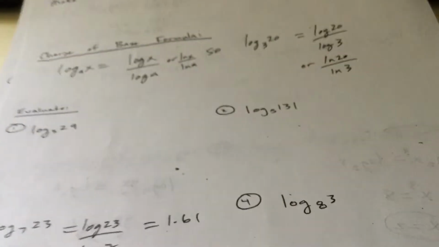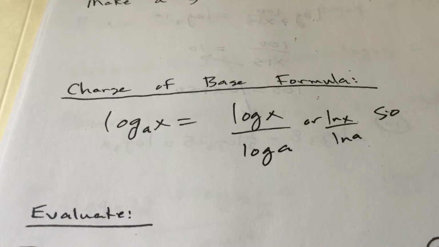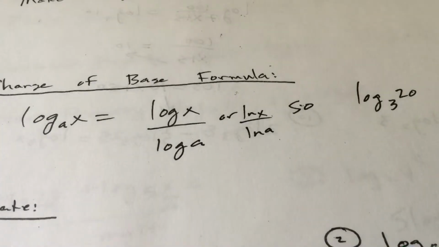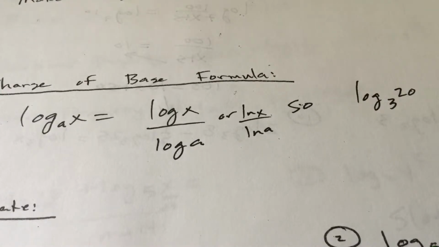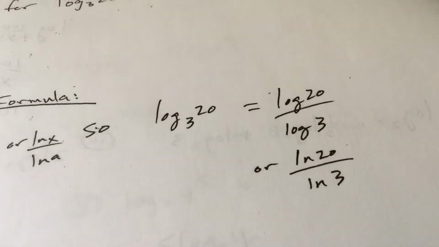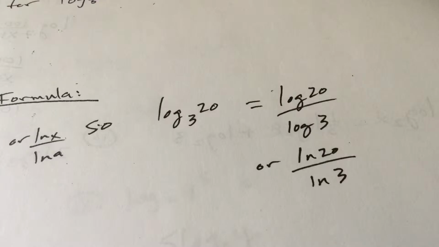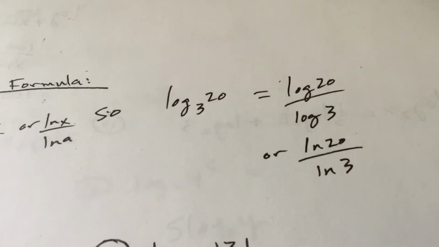Change of base formula. Simply use your calculator. Log base a of x equals log x over log a, or natural log of x over natural log a. So as we talked about, log base 3 of 20 was log of 20 over log of 3, or natural log 20 over natural log 3.